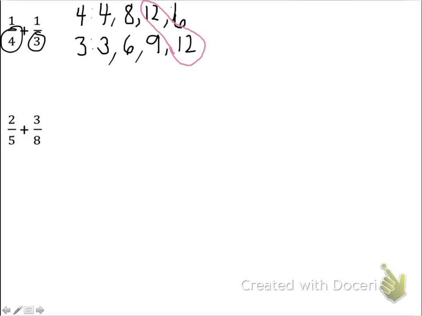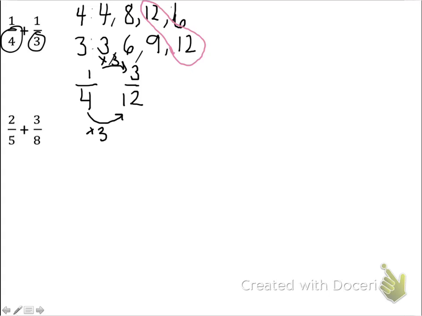Okay, now we can do step 2. Step 2 is to rewrite each fraction using our least common denominator. Okay, so I need to rewrite 1/4 as something over 12. What do I do to 4 to get 12? 4 times 3 gives 12, and whatever I do to the denominator, I'm going to do the same thing to the numerator. So 3 times 1 is 3.